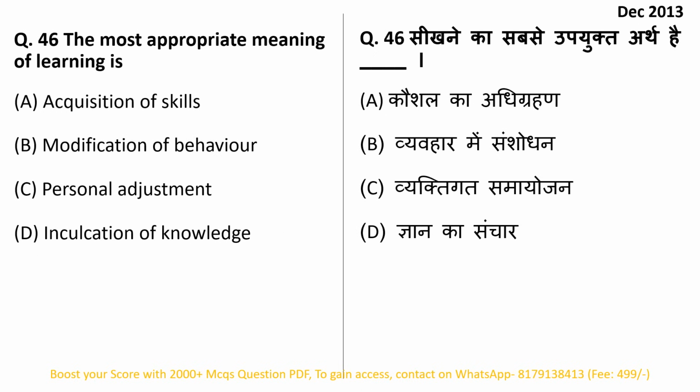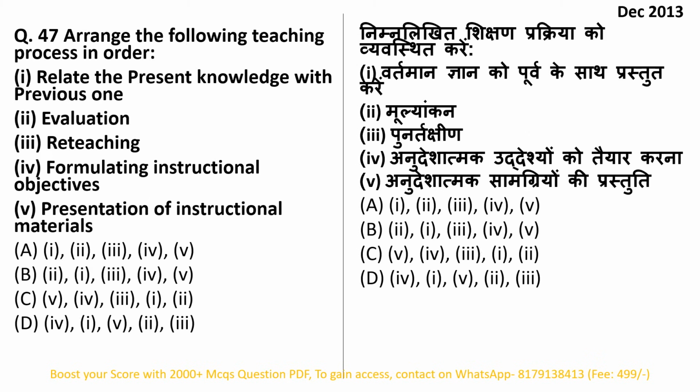The most appropriate meaning of learning is, so what defines learning? Acquisition of skills, modification of behavior, personal adjustment, or inculcation of knowledge. Learning could mean a lot of things, not just knowledge. There should be modification of behavior. The student or the child should become better as a person. That is the main purpose of teaching.